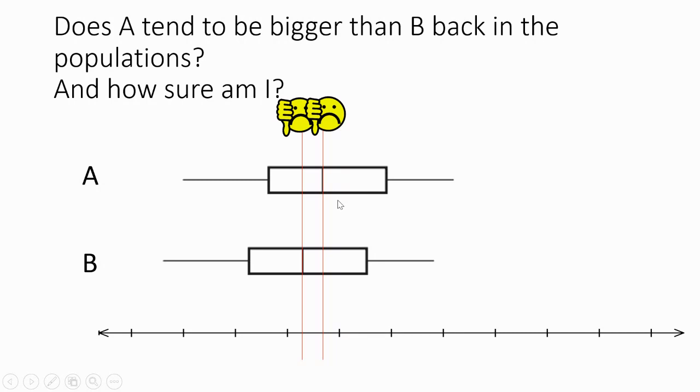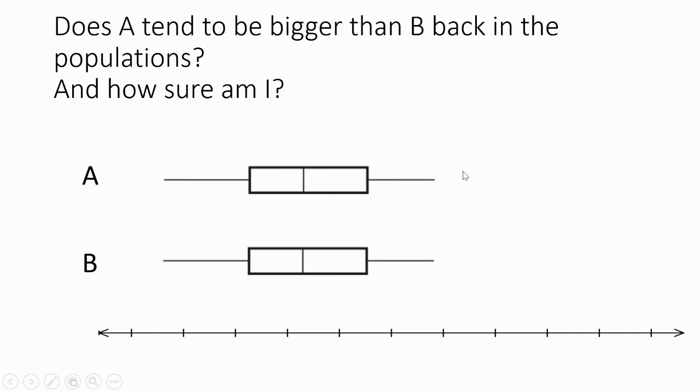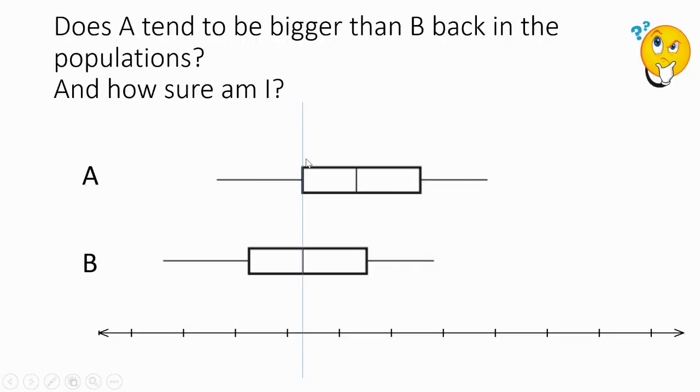What happens if you get that? Well, the same thing goes, okay? Then they tend to be very similar populations. So you say that, no, I can't make the call that A tends to be bigger than B back in the populations. And in this case here, they look exactly the same, and you would be right to say that A and B look very much the same, and therefore A does not tend to be bigger than B back in the populations. And that's the call that you make. You can't make the call that they are different.